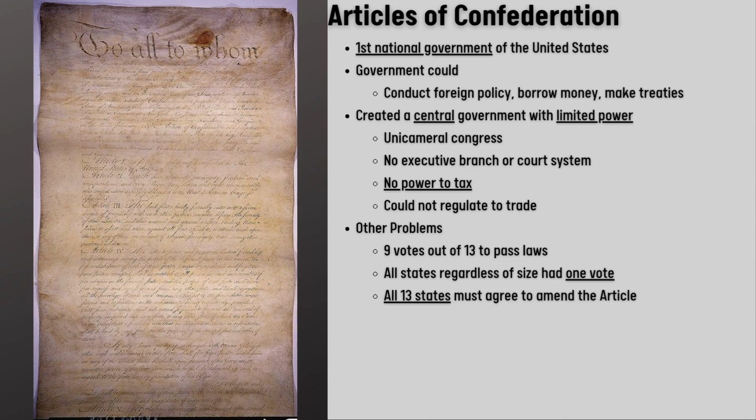To amend the articles, unanimity was required. All 13 states had to agree. These limitations highlighted significant challenges. As we move forward, we'll see how these issues influence the development of future governing documents.